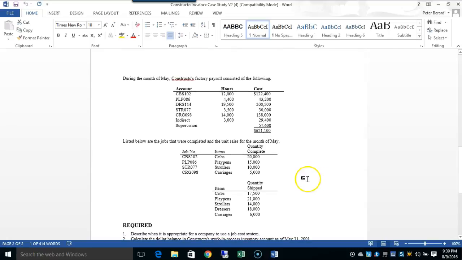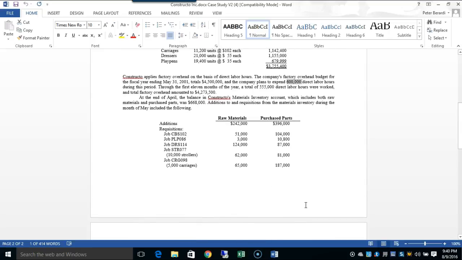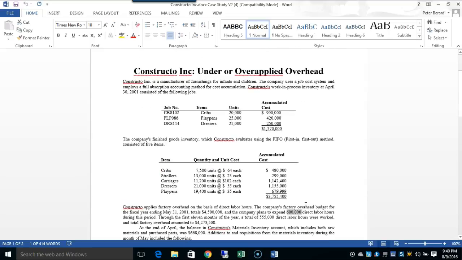Listed below are jobs that were completed and the unit sales for the month. So the jobs completed were CBS 102, POP 086, STR 077, CRG 098. Calculate the dollar balance and construct the work in process inventory account as of May 31st. So, here's how you would go about doing that.